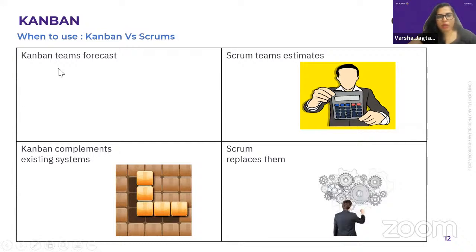Mainly with Kanban, if you hear about it, we do not have much of an estimation model, while Scrum has many estimation models: T-shirt size, story point. Some teams prefer hours. Okay, so this fits if I'm confused about which to use, Kanban or Scrum. Kanban complements existing systems. Scrum, I should say, generally replaces them.